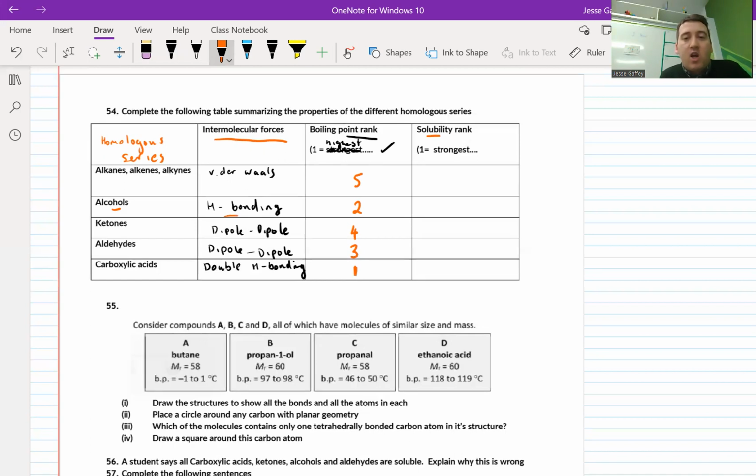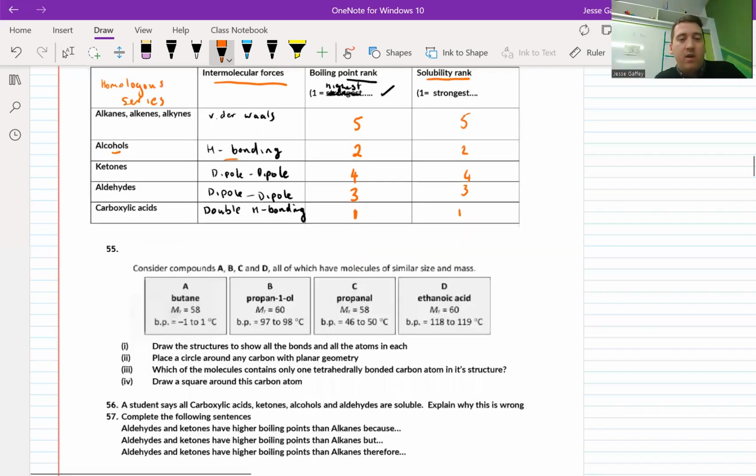All right, from the solubility rank now, we're going to have a go at ranking them in terms of which ones are the most soluble and which ones are the least soluble. Pause the video, do that now. Okay, it's literally the same thing, guys. 1, 2, 3, 4, and 5. The most soluble are carboxylic acids with the double hydrogen bonding, and the least soluble are the alkanes, alkenes, and alkynes because they are completely non-polar. So they won't dissolve at all. Carboxylic acids will dissolve. And again, there is a limit on this. Once the chain gets too big, it becomes less and less polar.